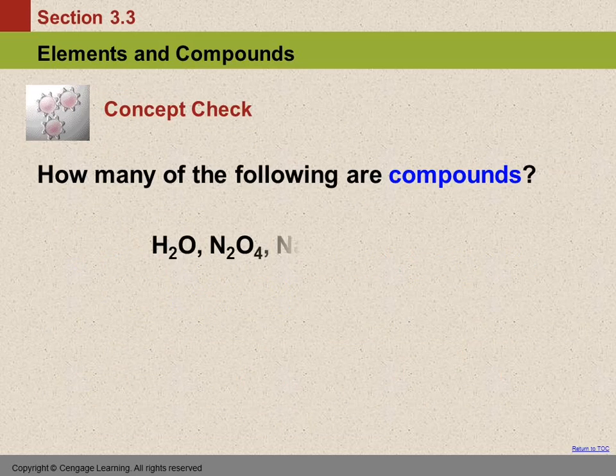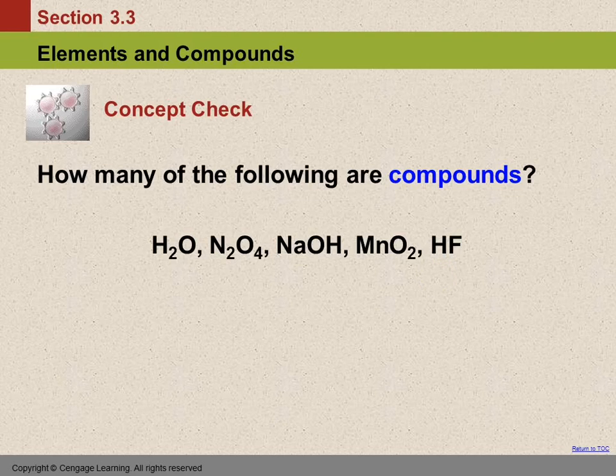So let's look at this. How many of these are compounds? And this is where the count the capital letters thing comes in handy. They are all compounds because they all have more than one element. So this one has hydrogen and oxygen. This one has nitrogen and oxygen. This one has sodium, oxygen, and hydrogen. This one has manganese and oxygen. And this one has hydrogen and fluorine.